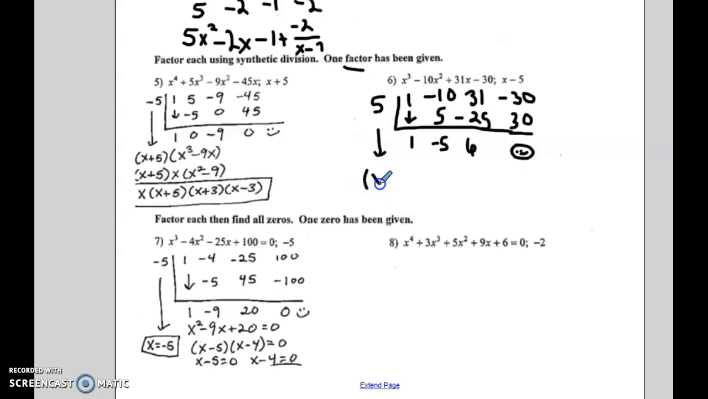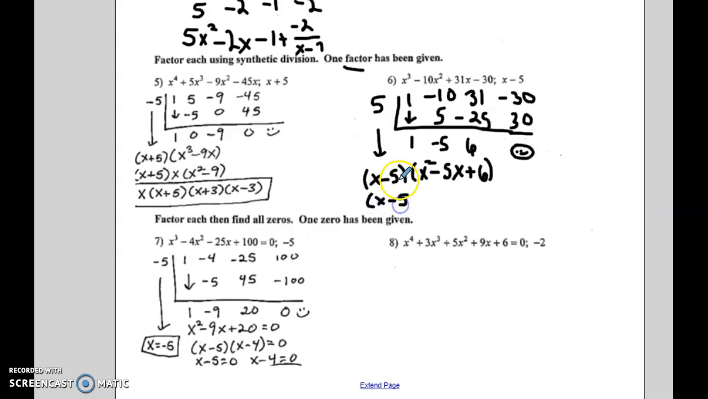I got a remainder of 0. That means it divided evenly. There's no remainder. And I'm also happy because now what's left is a quadratic. It started as a cube. So what's left is x squared minus 5x plus 6. And we're good at quadratics. We should be able to factor any quadratic if we see it, if it's factorable.